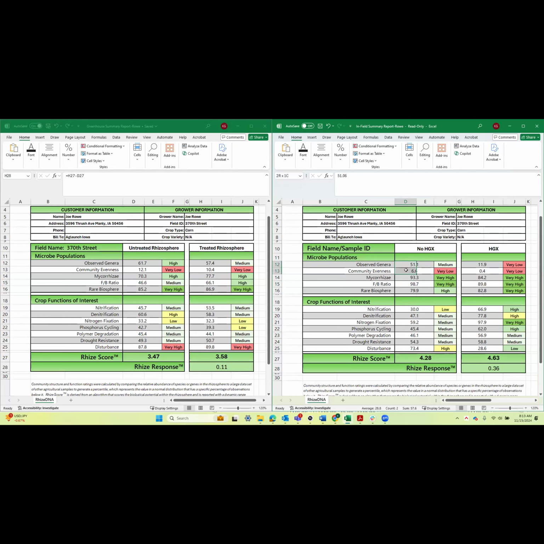As we go down, there's a couple big takeaways. I always love seeing really high mycorrhizae and fungal to bacterial ratio. So love seeing that in the field. Kudos, thumbs up to Joe, I think, for that one. That's always a good sign.